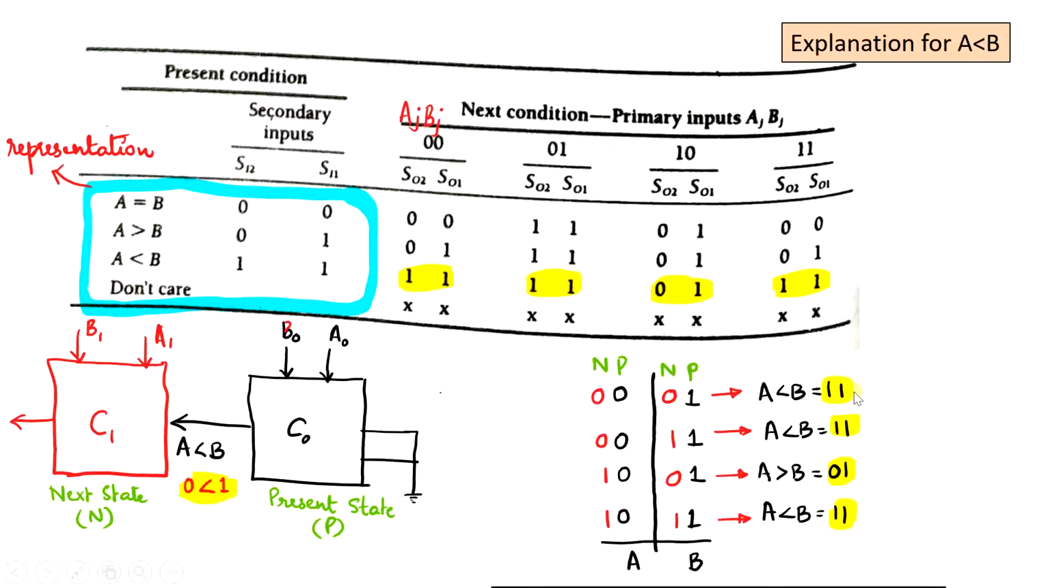So you can clearly observe that corresponding to 0, 0, next condition, I have the output to be 1, 1, corresponding to 0, 1, output is 1, 1, corresponding to 1, 0, output is 0, 1, and corresponding to 1, 1, output is 1, 1. So clearly you can tally the data that is obtained here with the one that is available on the table.